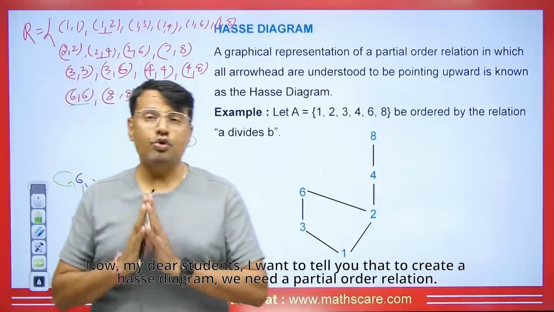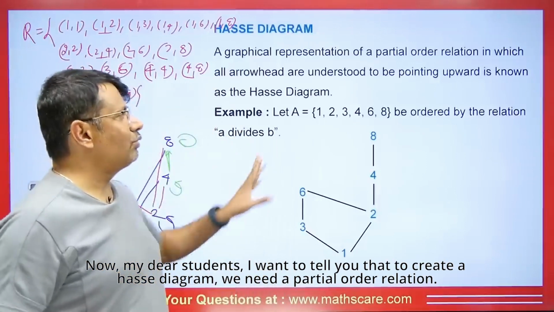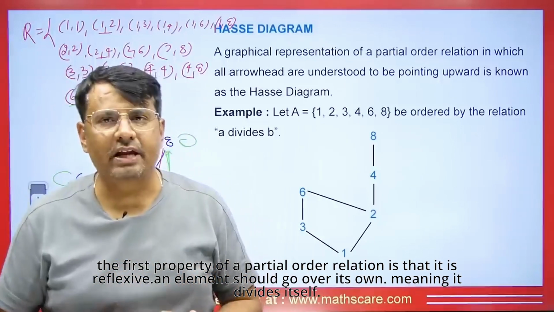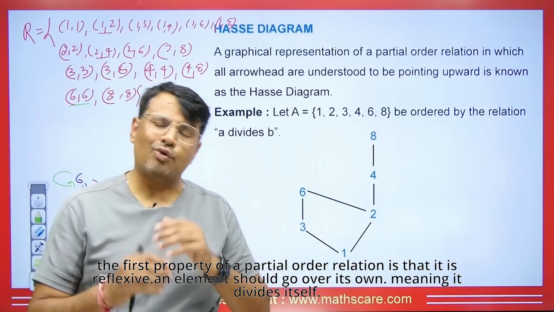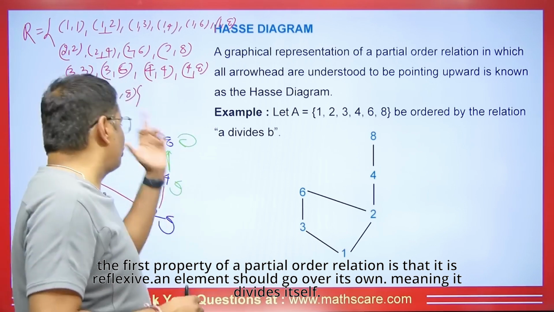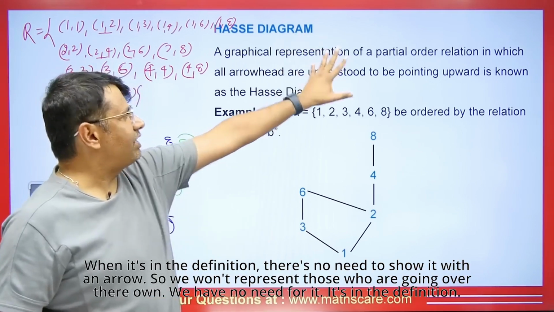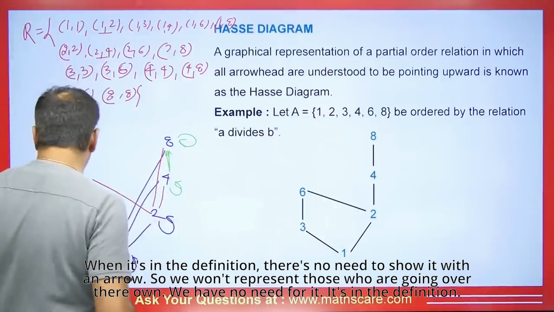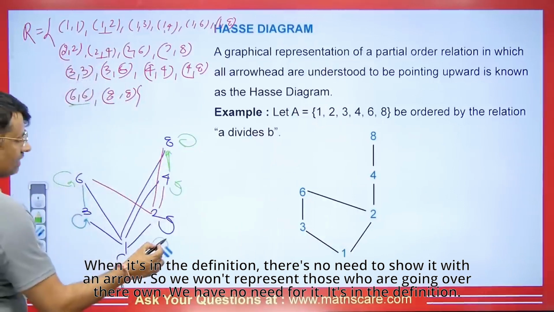Now my dear students, I want to tell you that to create a hasse diagram, we need a partial order relation. The first property of a partial order relation is that it is reflexive. An element should divide itself. Since it's in the definition, there's no need to show it with an arrow. So we won't represent those that relate to themselves. We have no need for it.